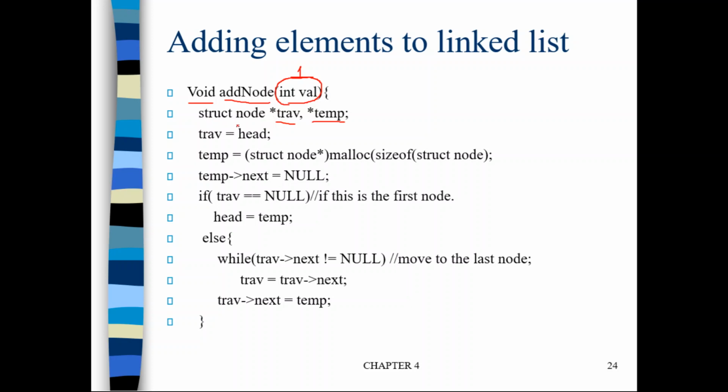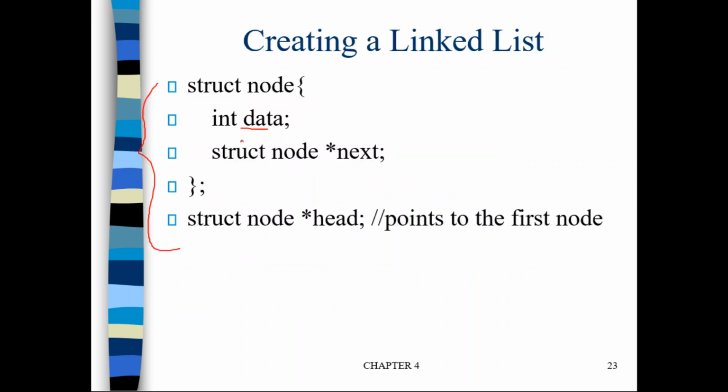Here, trav is equal to head, because if you want to traverse through the linked list, you should traverse from the first node. How will I get the address of the first node? Already we discussed that head will always hold the address of the first node, so we are telling trav equal to head, which means trav also will point to the first node. But as of now, what is the first node? We have not created any first node.